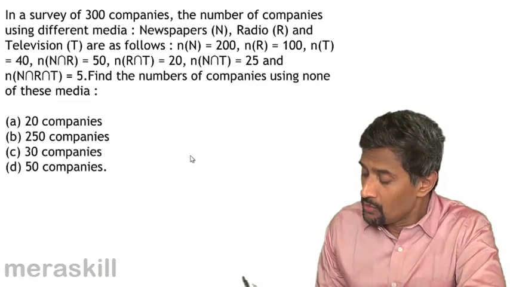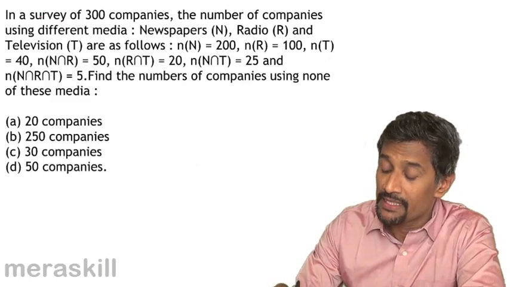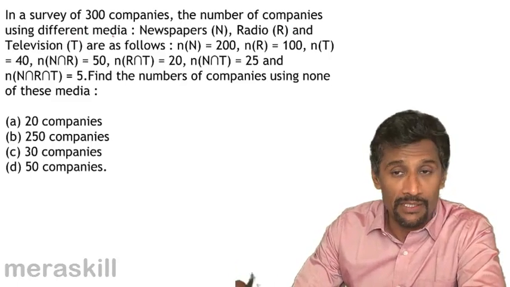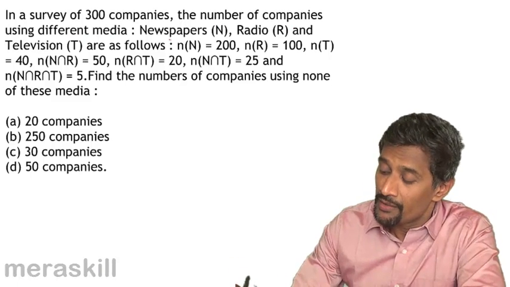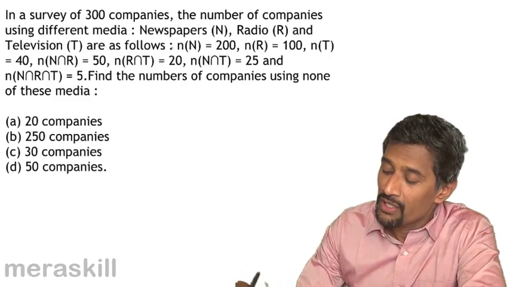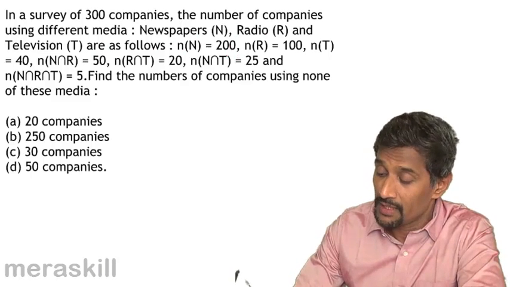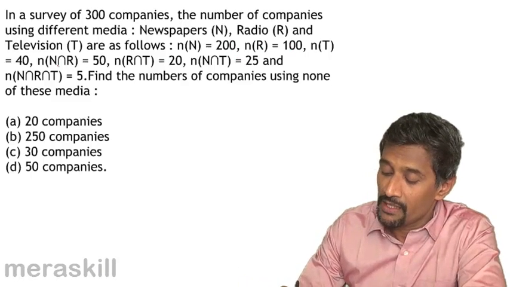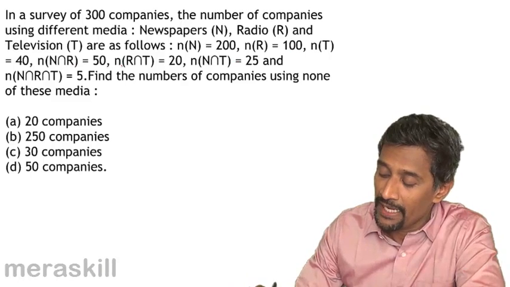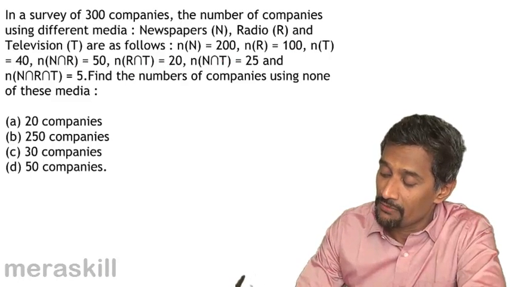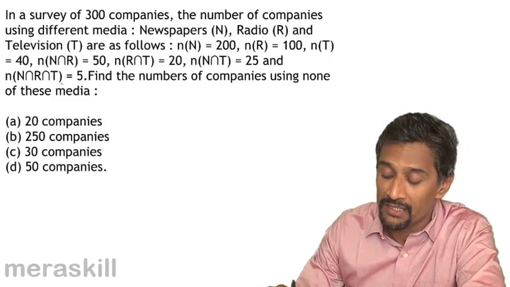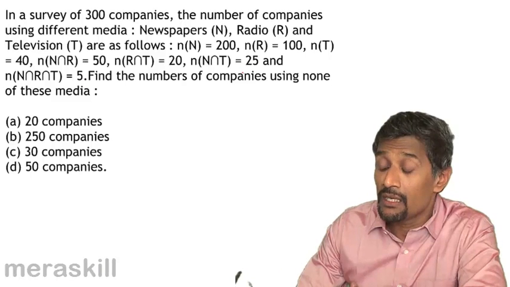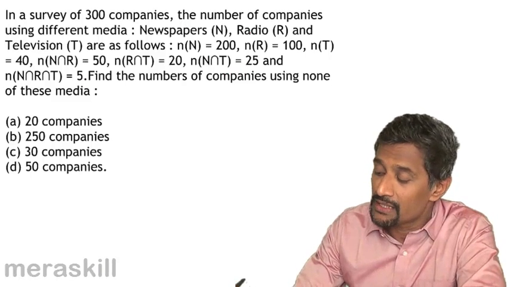Okay, so now we have a 6th example here. It says in a survey of 300 companies, the number of companies using different media are given so and so. Then newspapers, radio and television are as follows. n of N is 200, n of R is 100, n of T is 40, that means the number of newspaper companies, radio companies, and television companies. And n of N intersection R is 50, n of R intersection T is 20, n of N intersection T is 25, n of N intersection R intersection T is 5. Now they have taken 300 companies and 3 types of companies.